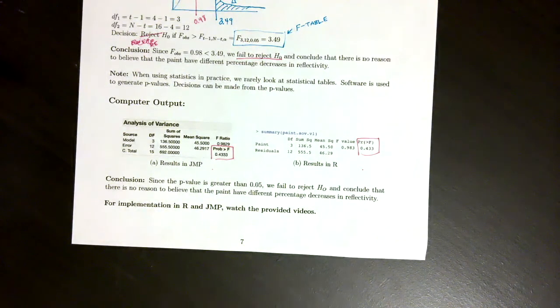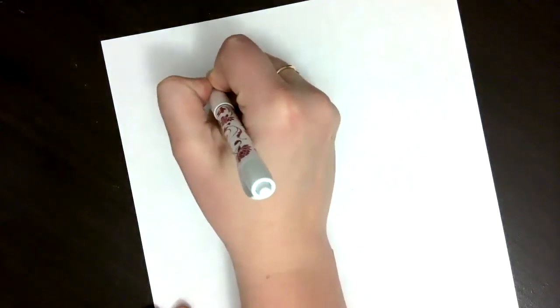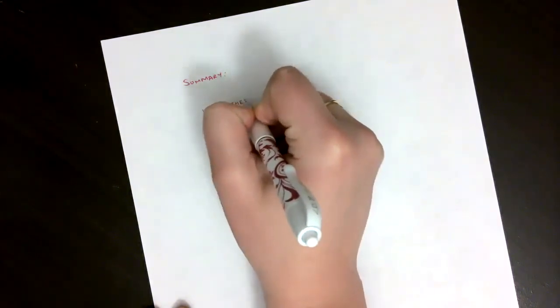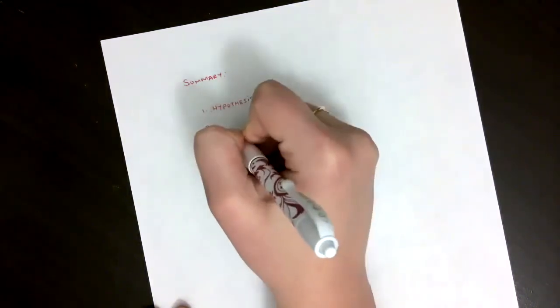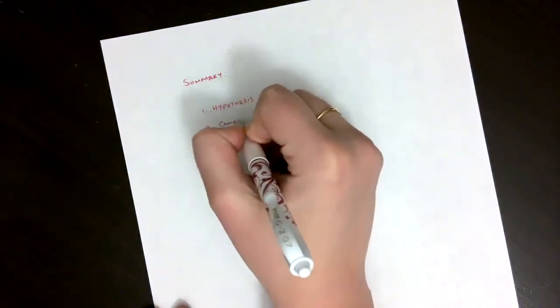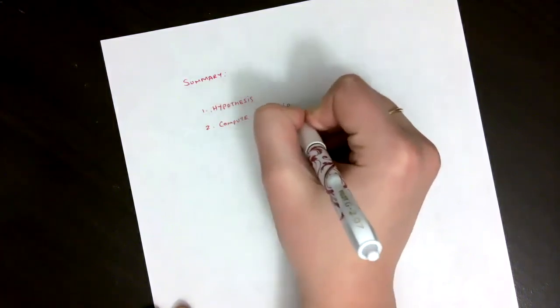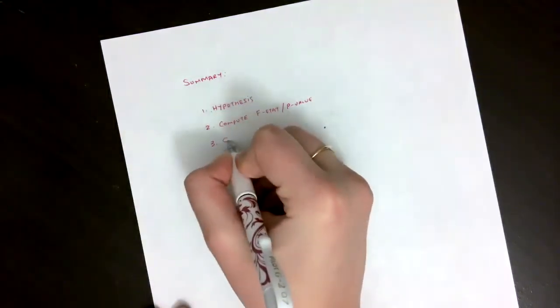So to summarize this lesson with ANOVA, let's just flip this over. So a quick summary for performing the analysis is we have to write our hypotheses. Then we are going to compute our F statistic and p-value. And then we're going to make a conclusion.